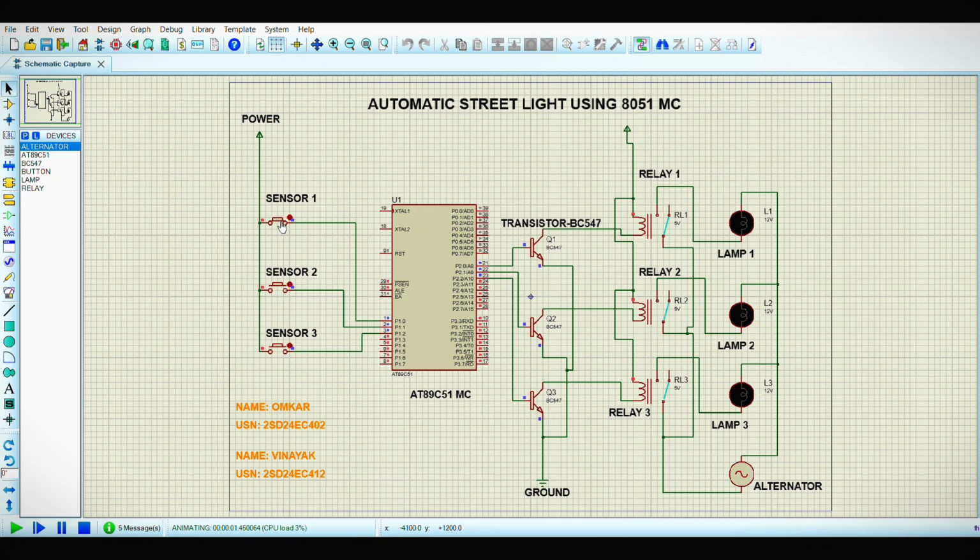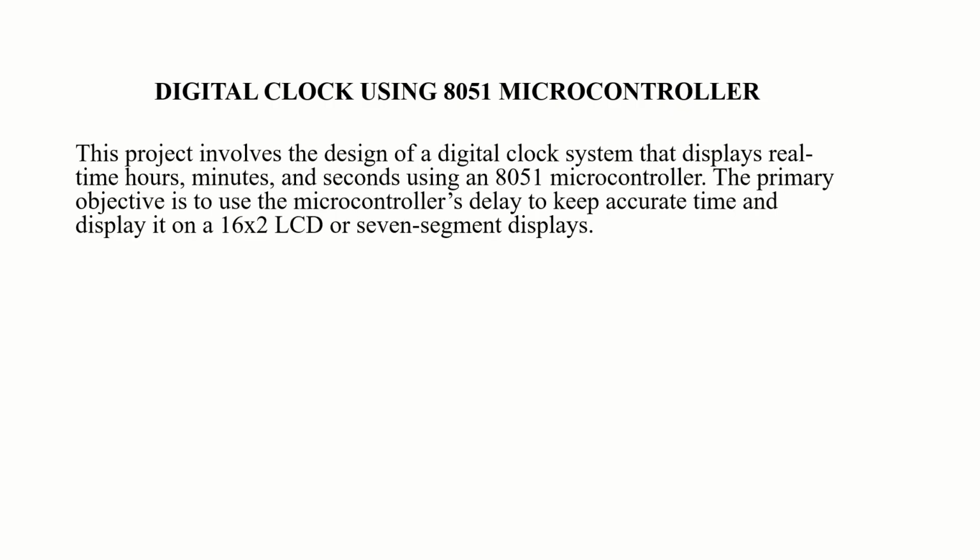When sensor 1 is activated, when the car is detected, lamp 1 glows. When the car is detected by sensor 2, lamp 2 glows. Similarly, when the car is sensed by sensor 3, lamp 3 glows. When the car is not detected by any of the sensors, the lamp will not glow and will be turned off. Here is our second project, the digital clock using the 8051 microcontroller.